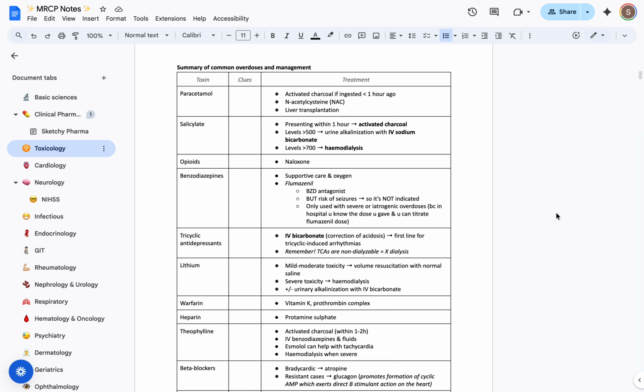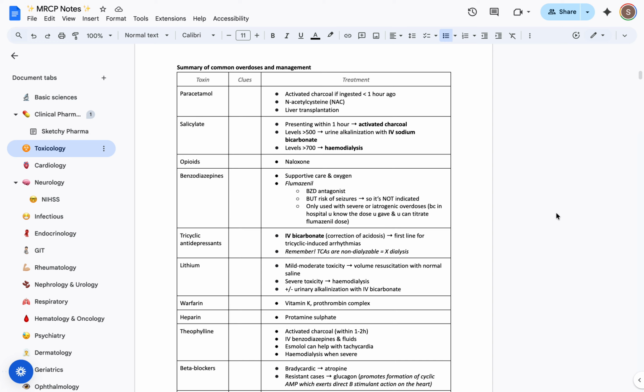Okay, now tricyclic antidepressant. You correct the acidosis with IV bicarb. And also remember that TCAs are non-dialyzable, so you cannot do dialysis. Lithium, you can do dialysis, actually. If it's mild to moderate toxicity, you just resuscitate. And if it's severe toxicity, you can do hemodialysis.